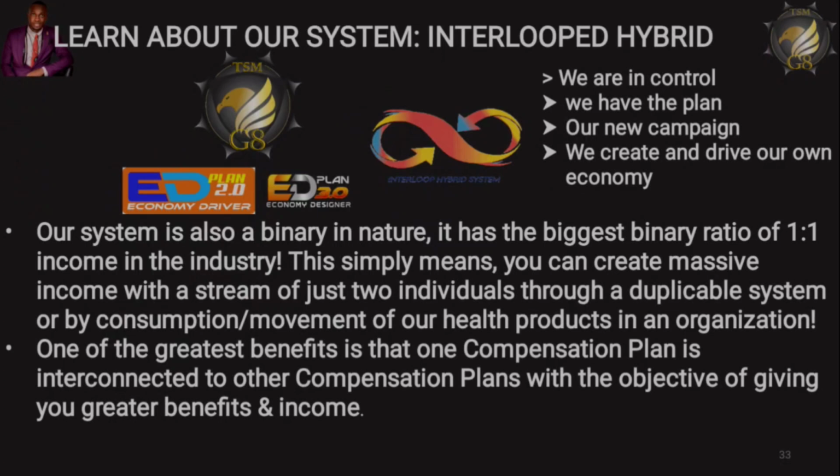And one of the greatest benefits of this compensation plan is that we have up to 7 ways of income generation. One of the ways of income generation is connected to another, and is connected to another. So if you utilize 1 or 2 or 3 ways of income generation, you will unlock the other remaining ways of income generation.